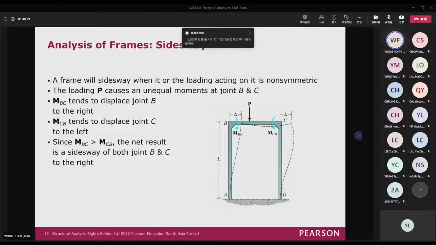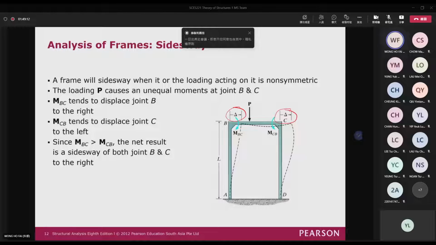So you can see that here, if you apply the load, say for example, you have applied the load P, but not in the center. That means the loading itself is not symmetrical. Then actually the frame will deform laterally. And then you can see that there are actually deflections on both joint B and joint C. When you write down your equations, I mean the slope deflection equations, you have to include these deflections.